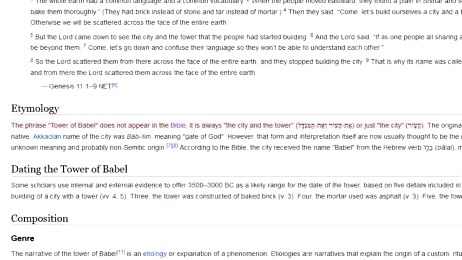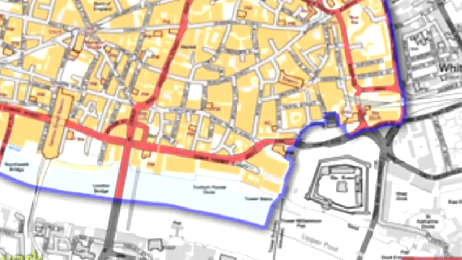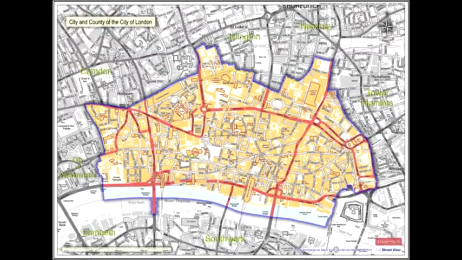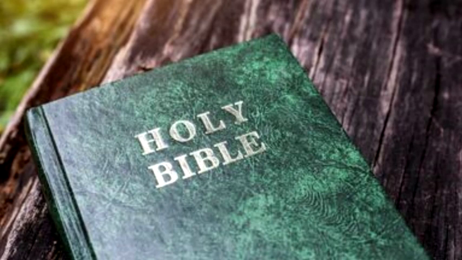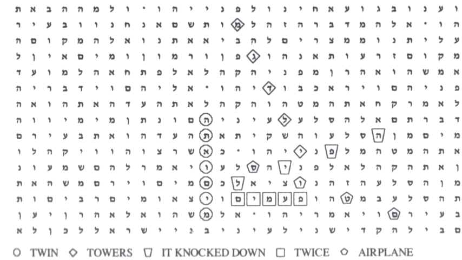The phrase Tower of Babel does not appear in the Bible. It is always the city and the tower, or just the city. The city and the tower. What a coincidence. The Holy Ben Stone. Some people say that the Bible is coded. It is a script. Well, maybe the Bible is not talking about the past, but about the future.